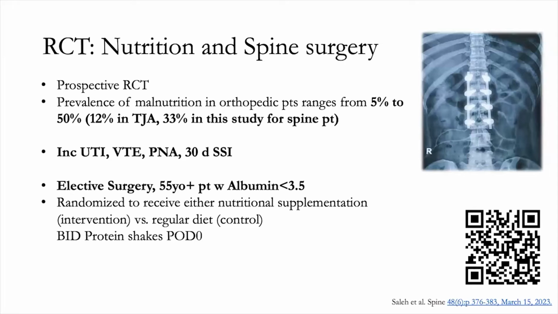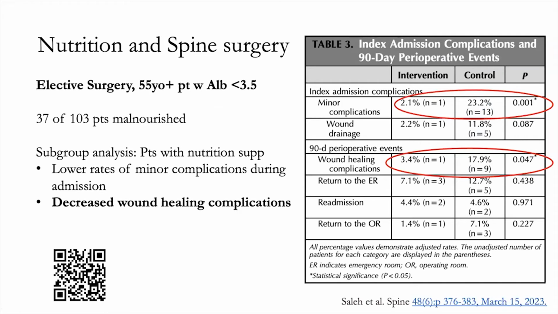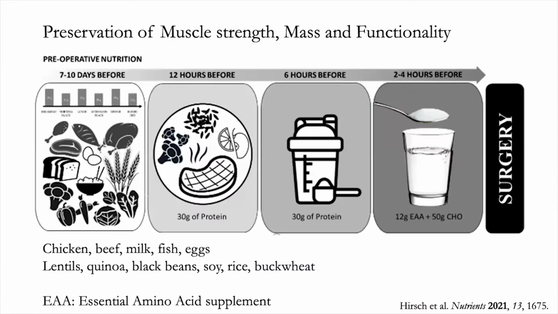So once again, not a pre-op, but more of a post-op intervention in the hospital. They randomized patients to either get the shakes BID or just have a regular diet, on patients, of course, who had that low albumin, who were a little bit older, having elective spine surgery. And what they found was that there was a significant decrease in minor complications as well as wound healing complications in the patients who received their post-op protein supplementation.